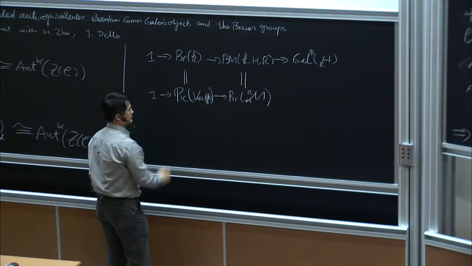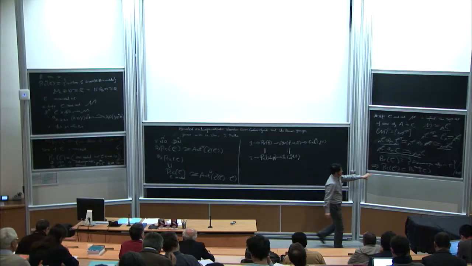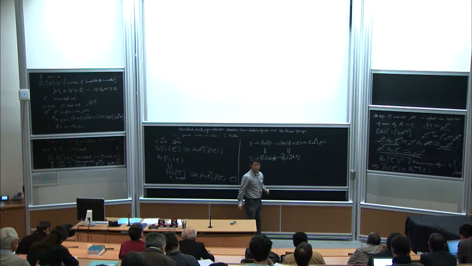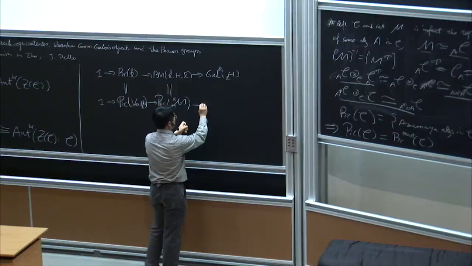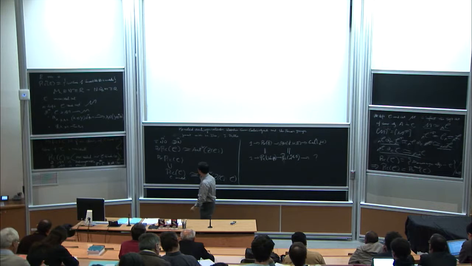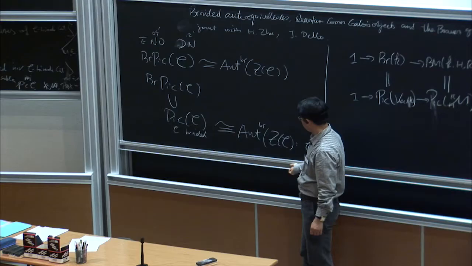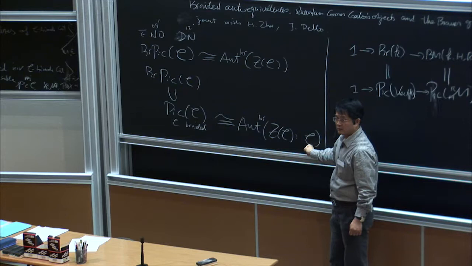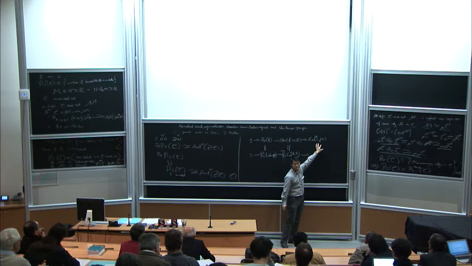Yeah. And now, of course, you want to know. So every Azumaya algebra is exact, and indeed, this is exact. So this is the Picard group, and this is the Picard group. And now, what about this? Is this also the group that we know? Here is the Picard group. It's isomorphic with the braided autoequivalences of the center, trivializable on the base category. So the natural question is, are these two groups isomorphic?